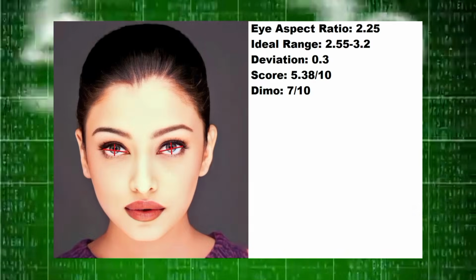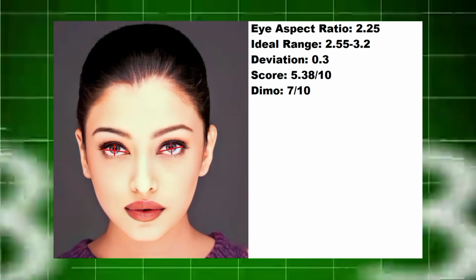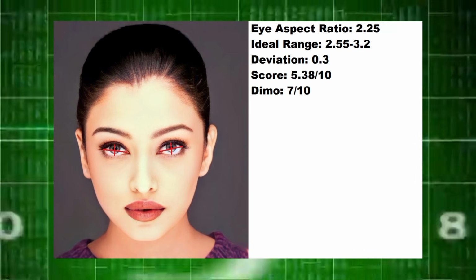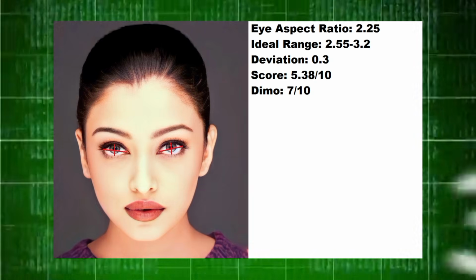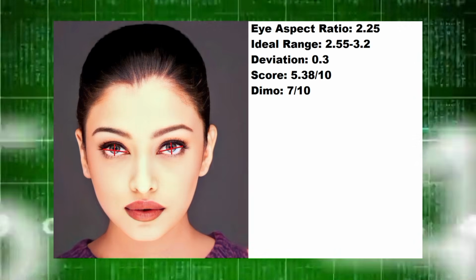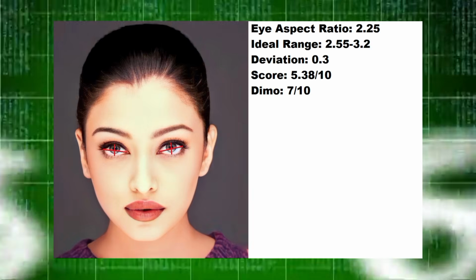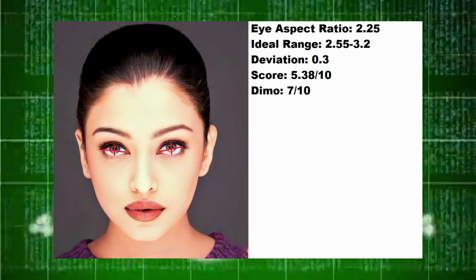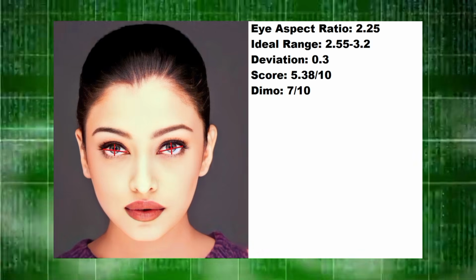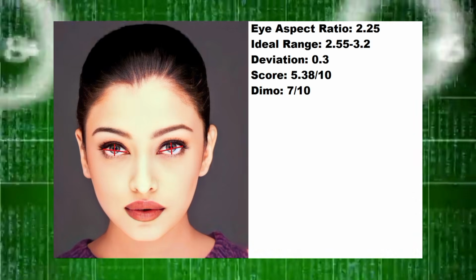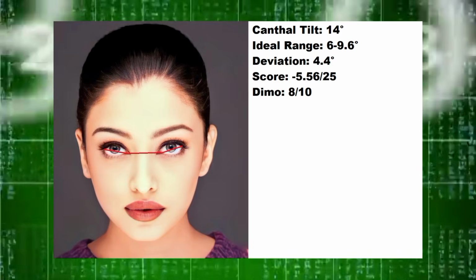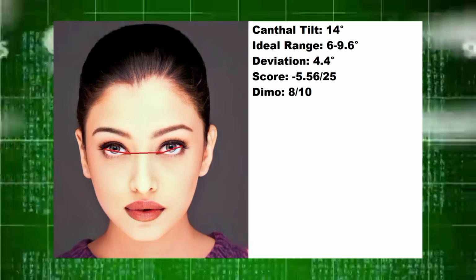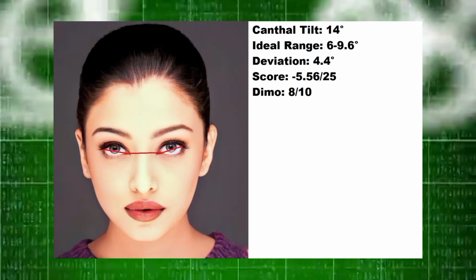Her eyes are rounder because her eye aspect ratio is 2.25, while the ideal range is 2.55 to 3.2. So, her eyes are slightly shorter horizontally. Rounder eyes often create a softer, more innocent appearance, but they reduce that sharp, almond eye effect associated with ideal facial harmony. Her canthal tilt is too positive at 14 degrees, whereas the ideal range is 6 to 9.6 degrees.